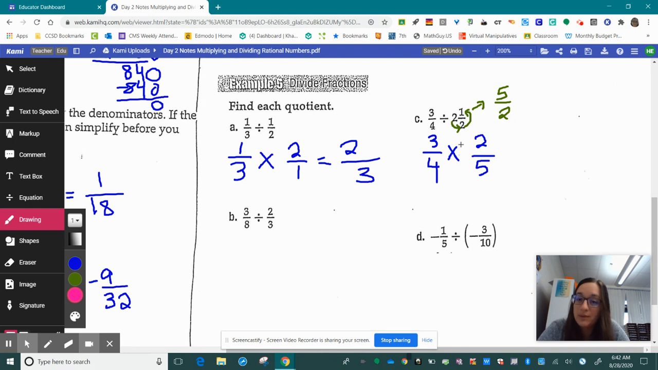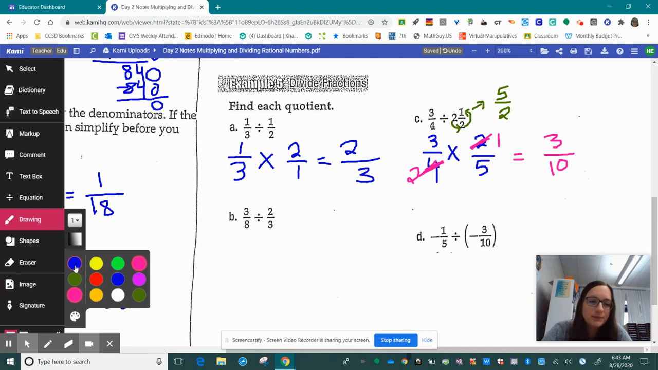4 and 2 can both divide by 2. So 4 divided by 2 is 2, and 2 divided by 2 is 1. 3 and 5, 1 and done. So if we multiply straight across now, we have 3 times 1 is 3, and 2 times 5 is 10. If you multiplied without simplifying first, you would get 6 twentieths, which does simplify to 3 tenths. So make sure your answers are always simplified.